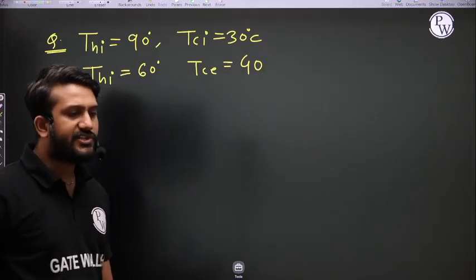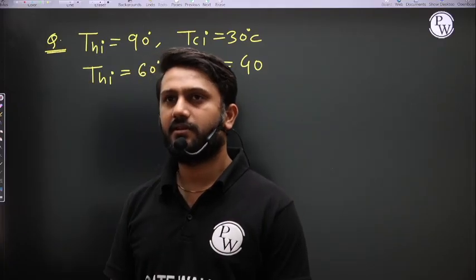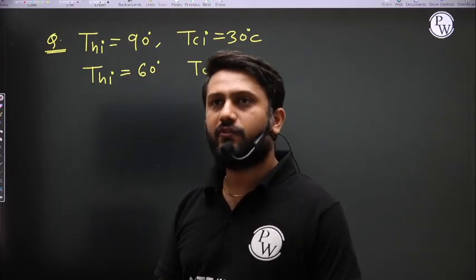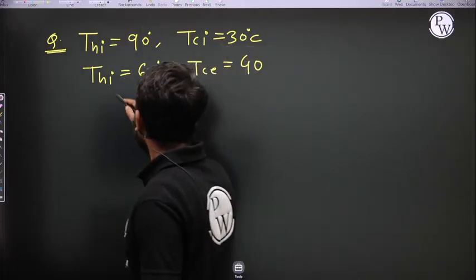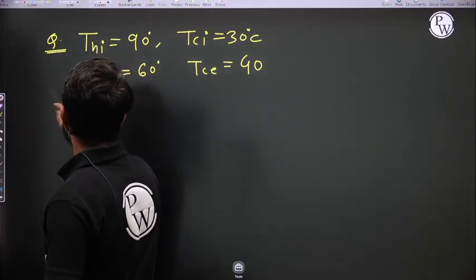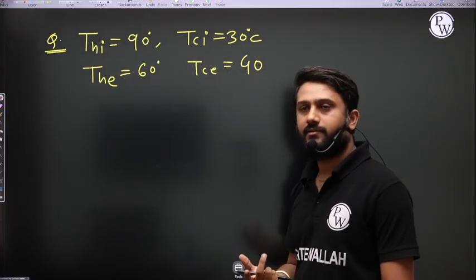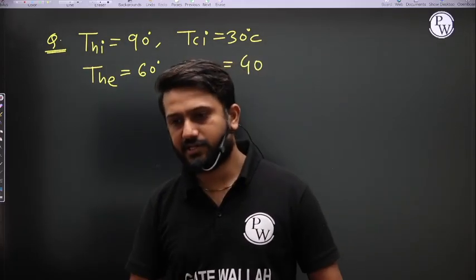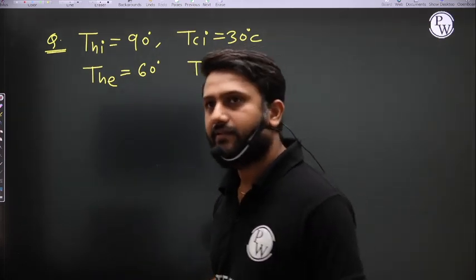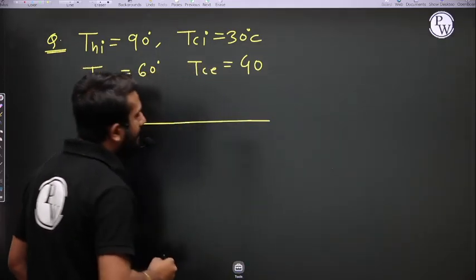Mass flow rate is not mentioned, specific heat is not mentioned, heat capacity rate is not mentioned, only temperature is mentioned: hot fluid inlet, hot fluid exit, cold fluid inlet, cold fluid exit. Sorry, this is the hot fluid exit. This much information is given in the problem. Now the question asks to find the effectiveness. Now see here.